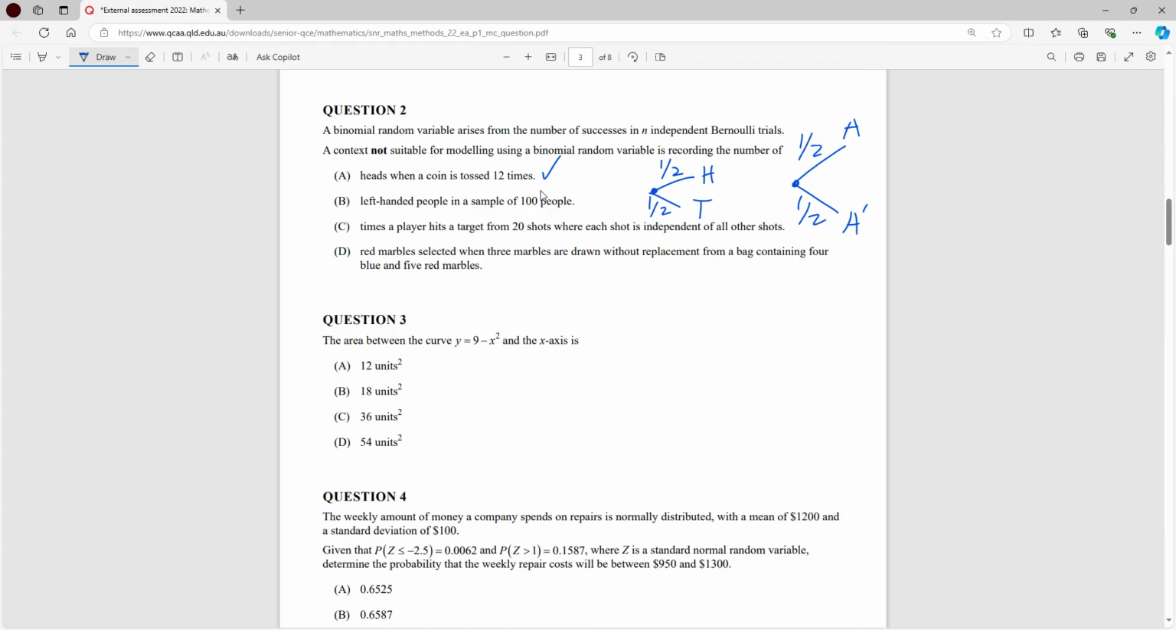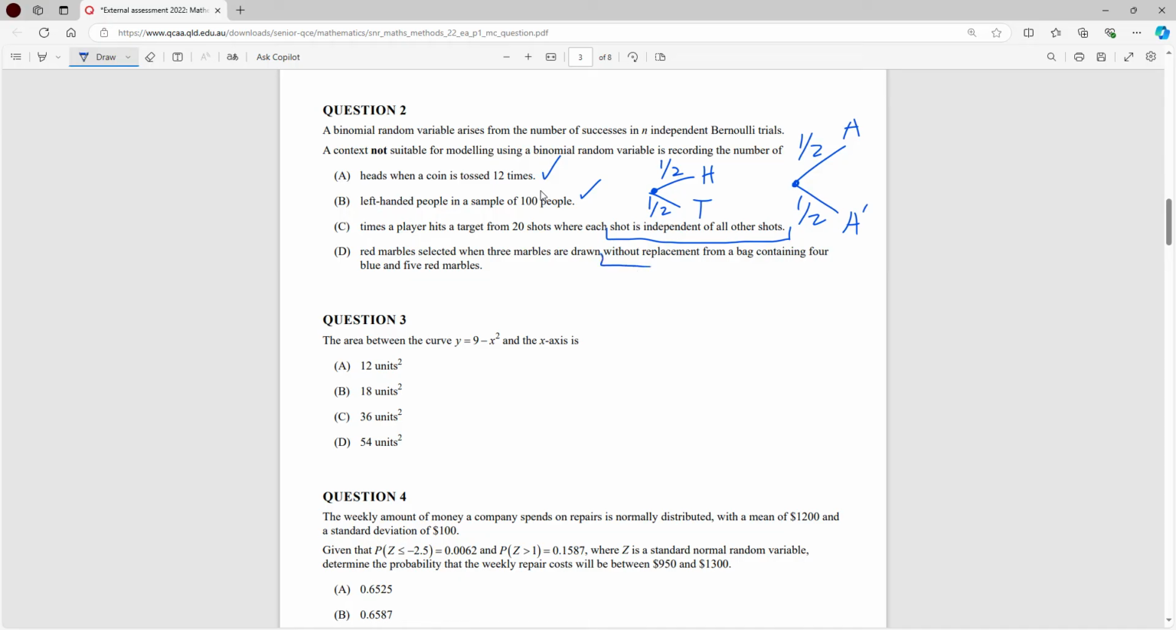Left-handed people in a sample of 100 people. Well, if you have left-handed people, you also have right-handed people. So that is binomial. Now we're not accounting for people that can use both. That's silly. There's a very, very small number of that. So you've also got to take some context with this. The times a player hits a target from 20 shots where each shot is independent of the other shots. This is binomial because here he could hit the target or not hit the target, and each shot is independent of other shots. That basically means the probability of the first shot doesn't affect the probability of the second shot. Okay? D. Red marbles are selected when 3 marbles are drawn without replacement.